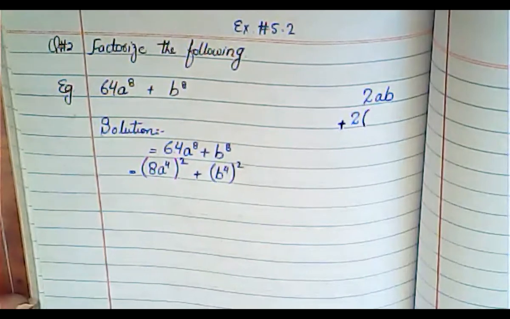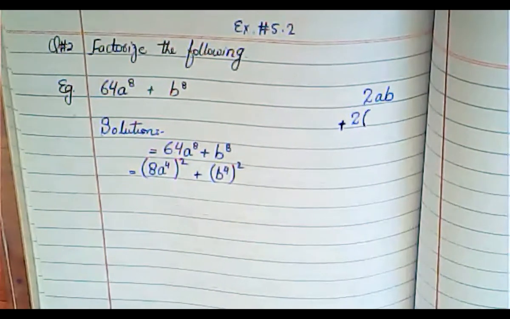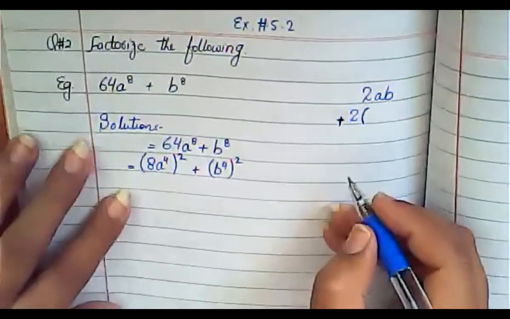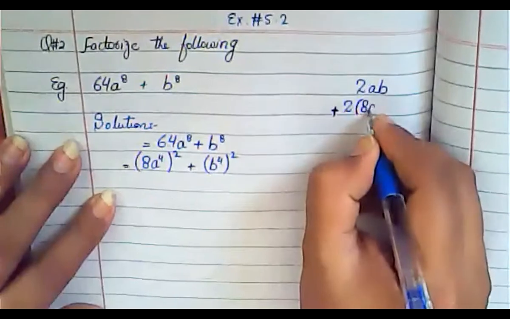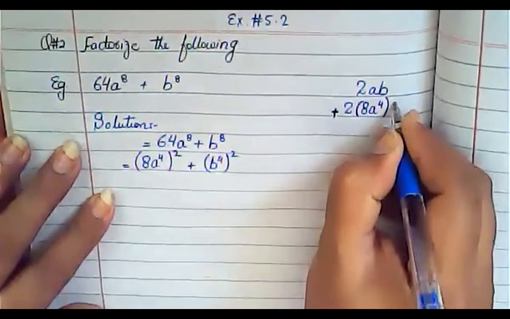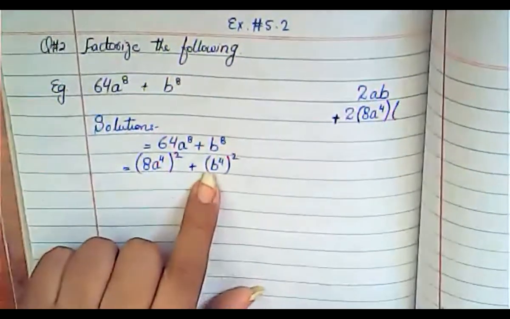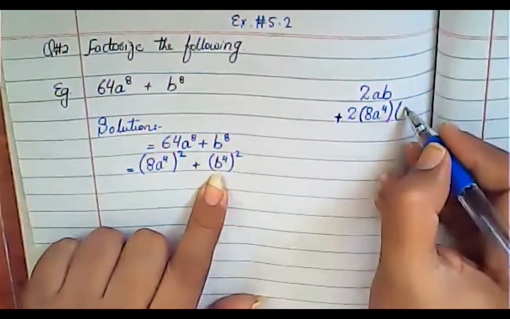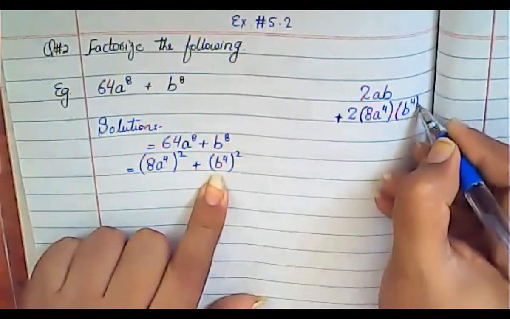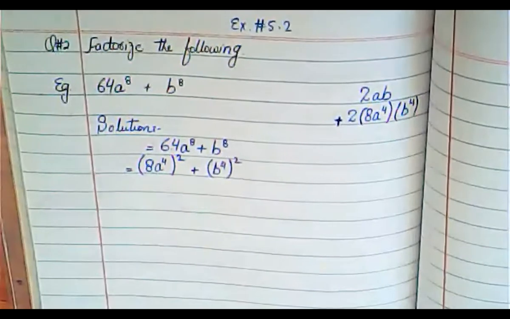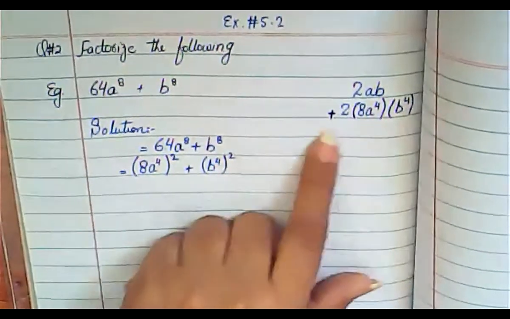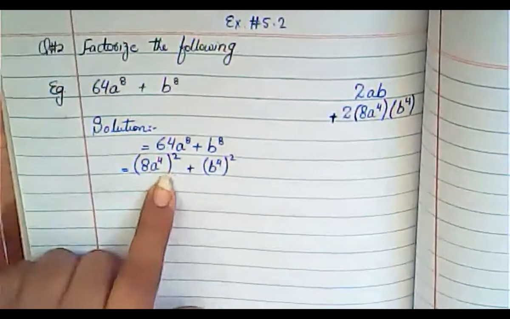Very good, Fozia. Very good, Ishan. So term a will be this one, which is 8a4. And term b will be this one, which is b4. Very good, Hamza. That's it. So what we will do, we will add this middle term here to make it a perfect square.